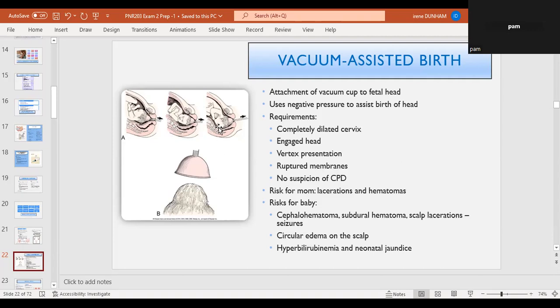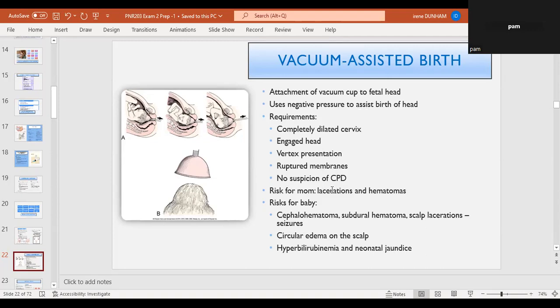No, this is just an assisted birth. That's what we call it, a vacuum-assisted birth. Mom pushes and the doctor has this vacuum on, and they're using negative pressure to assist the birth of the head.